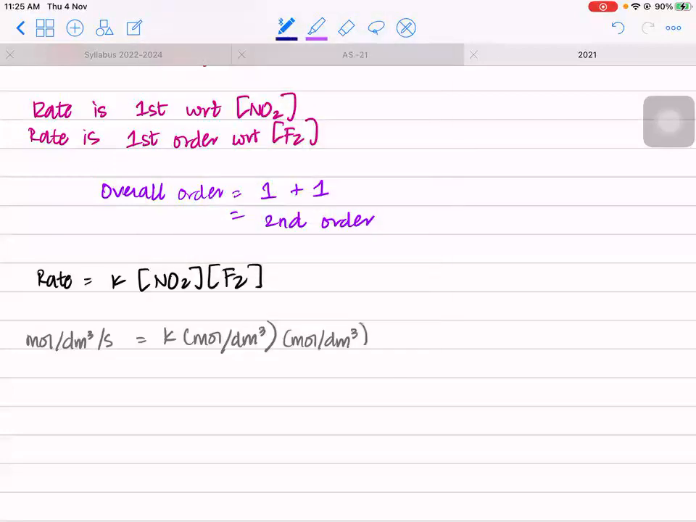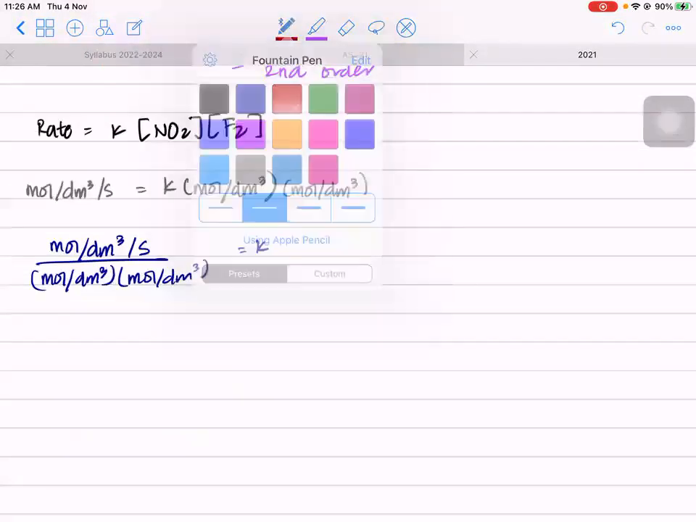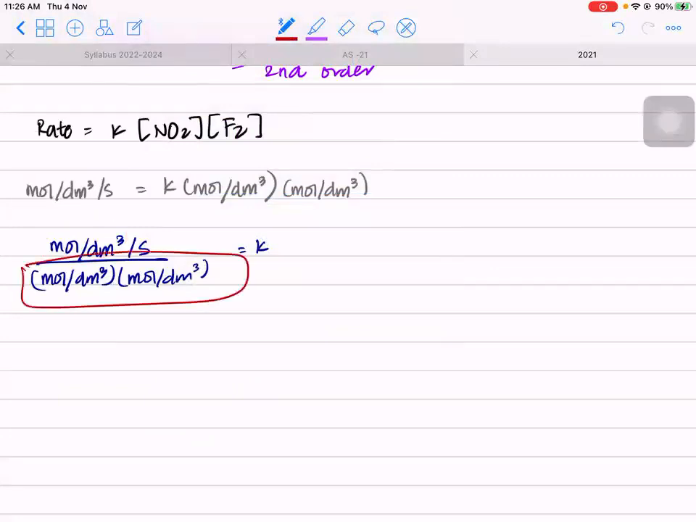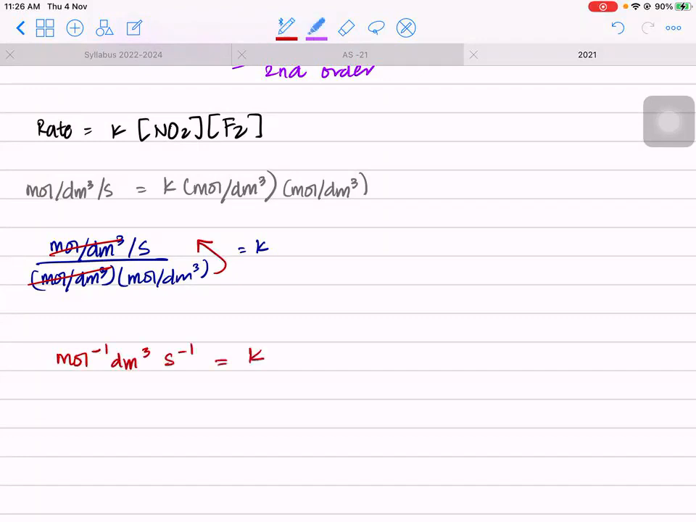Now, you need to find the units of K. So you take these two right here and you divide by them. So this would become mole per dm cube per second divided by mole per dm cube and another mole per dm cube, and all of this will equal K. Now, in the numerator you have 1 mole per dm cube. In the denominator, you have 2 moles per dm cube. So can I simplify that and cancel 1 with the 1 in the denominator? You will be left with 1 in the denominator, which you can take to the numerator. And this would become what? Mole minus 1 dm cube per second.